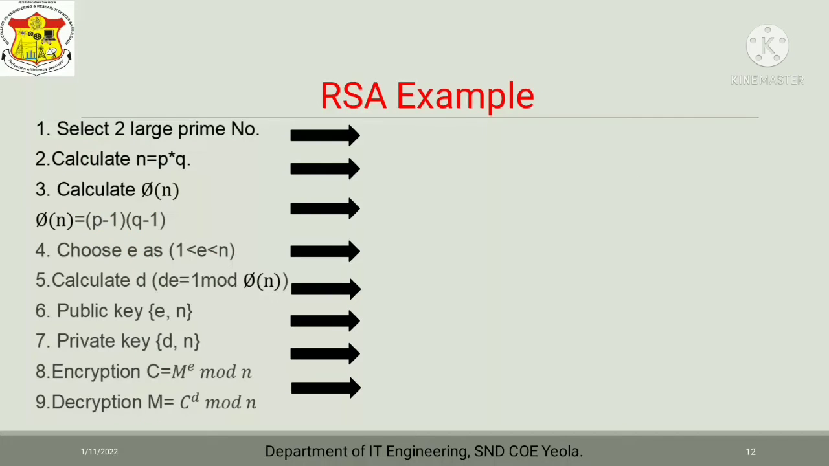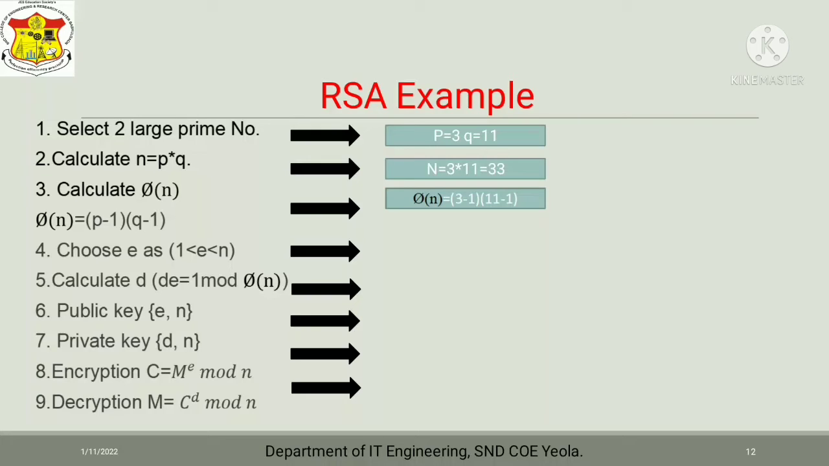Now coming to the example of the RSA algorithm. First step is to select two large prime numbers. Here the first number is 3, the second one is 11. P is equal to 3 and Q is equal to 11. Then calculate the modulus of the two prime numbers, that is P into Q, 33. Third step is to calculate phi of n. The formula is P minus 1 into Q minus 1. The value of phi of n is equal to 20.